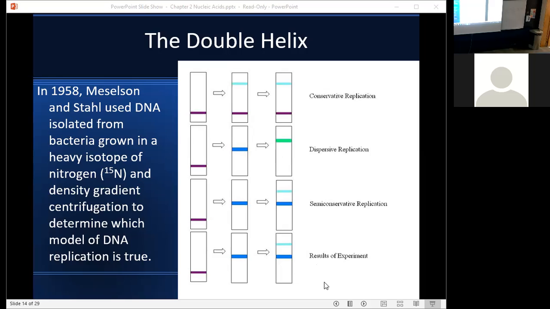Now, when Meselson and Stahl analyzed the results of their experiment, the results were here. And obviously those results are exactly what we would expect for the semi-conservative model of replication. So Meselson and Stahl's experiment confirmed the semi-conservative model of DNA replication. Okay, is everybody good on that? It's kind of a complicated experiment to understand, but it's a very important experiment. So I do want you guys to understand the Meselson and Stahl experiment.